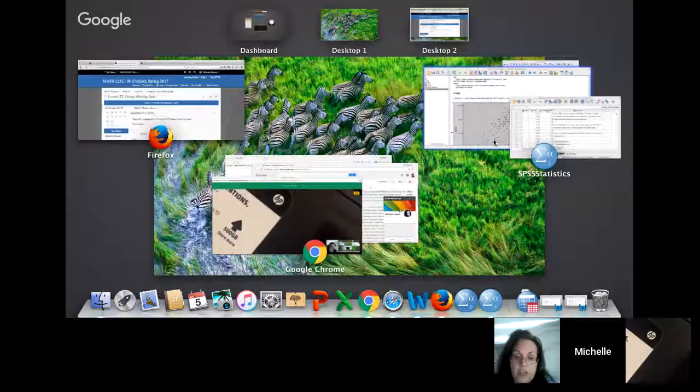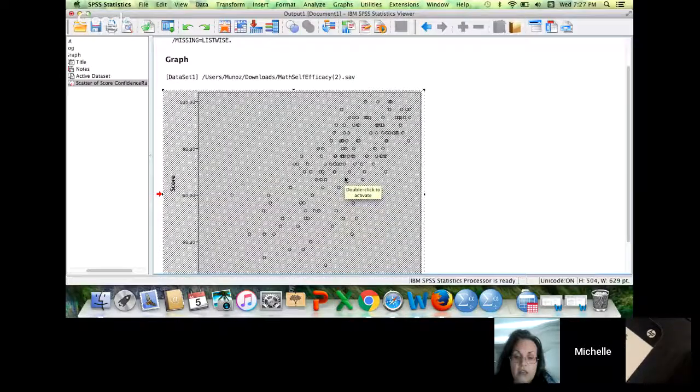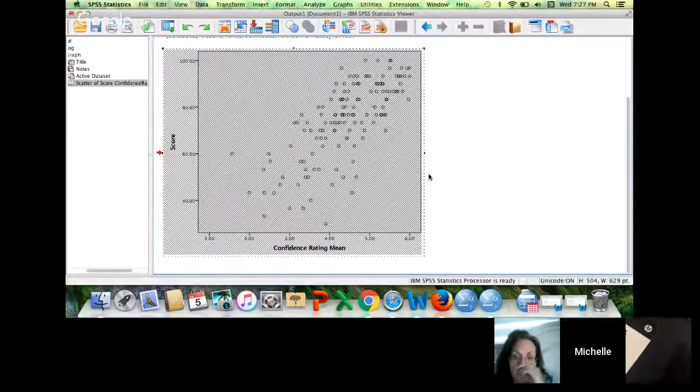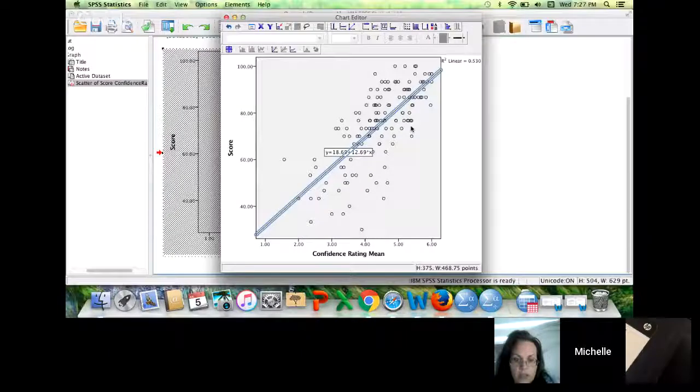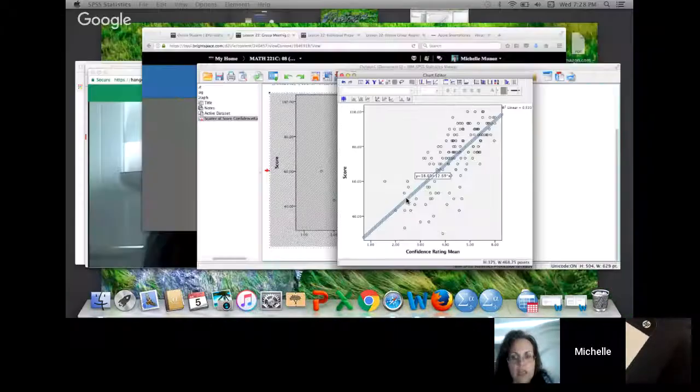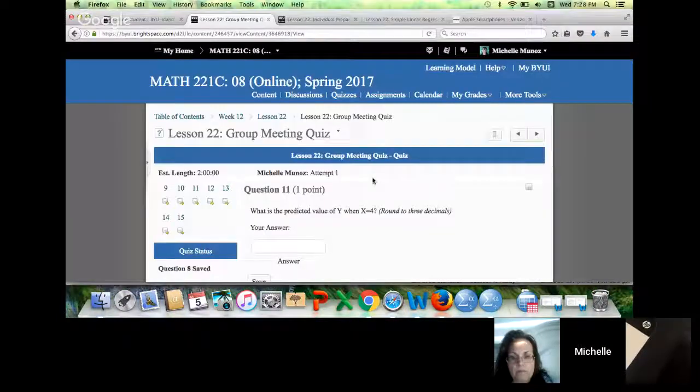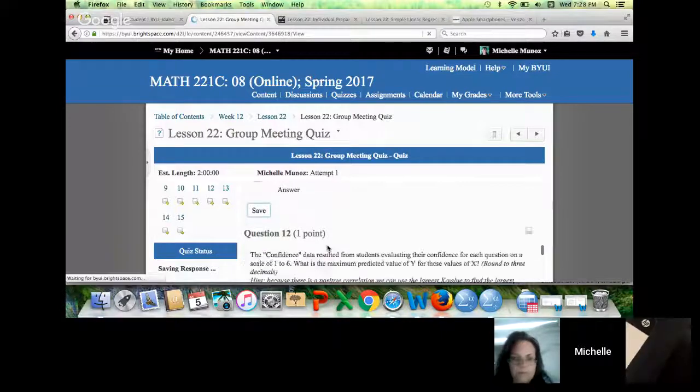Okay, so if you look at your graph and you see the equation, and go to your graph. There you go. Yeah, it's right there. So you have 18.69, and you know the slope's 12.69 times x. So the slope is going to be 12.695. That is my slope.